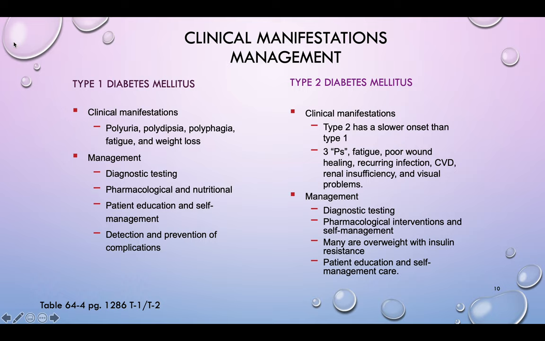So you have the same thing as type 1 as far as the 3 Ps and fatigue. But now you have poor wound healing. And then you have recurring infections, especially yeast infections and urinary tract infections. Because just think about a woman. The vagina is a moist area, and now you've got all that sugar that's come from the urine. And especially if you're an older person, male or female, you may have urine that seeps out because your sphincters aren't as tough as they used to be. And that's sugar that's come out there now to irritate those tissues.